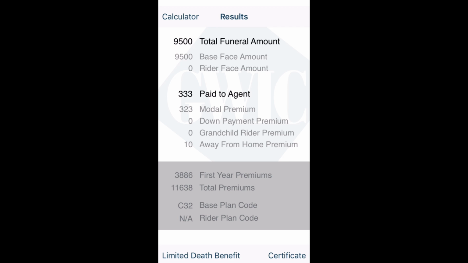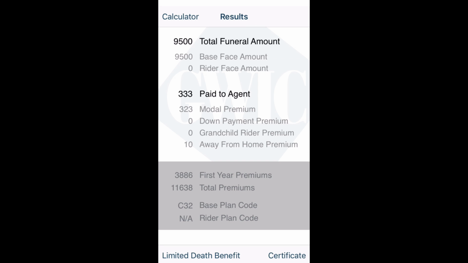Okay, so let's look at the numbers down here. We've got $3,886 first-year premiums. Total premiums after 3 years, $11,638. So it's important to remember that extra $2,100 and $2,138, all of that is going to go back to the family, right? So they're not being charged interest to pay for this over time, but after 3 years, they will have paid $11,638 rather than the $9,500.